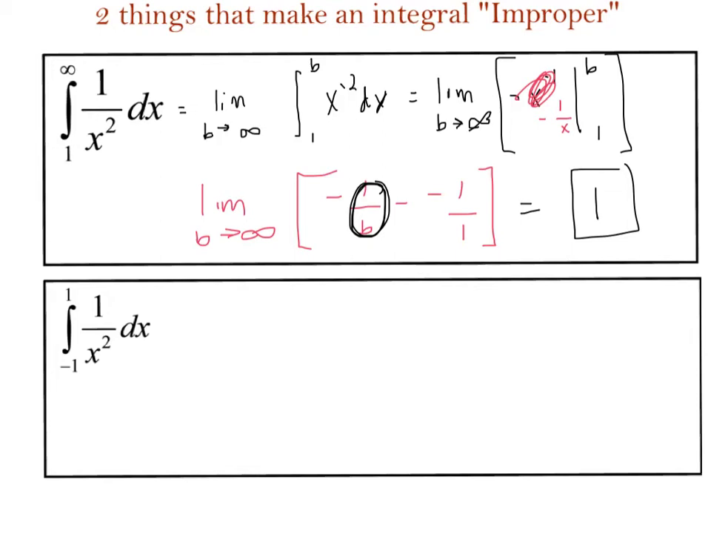Now in this next example, where we have a discontinuity at 0, we actually have to break this into two parts. So we say we're going to do the limit as b approaches 0, and we could even say from the negative side or the positive side, to be a little more exact, of the integral from negative 1 to b of x to the negative second dx. And then we would add that to the other side of the area, the limit as b approaches 0 from the positive side.